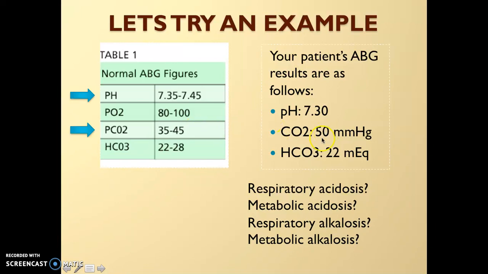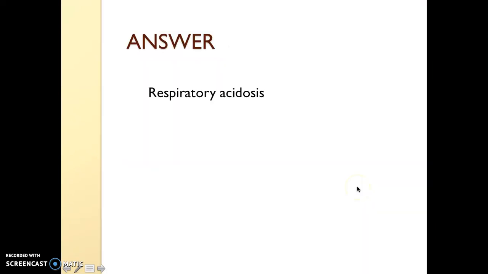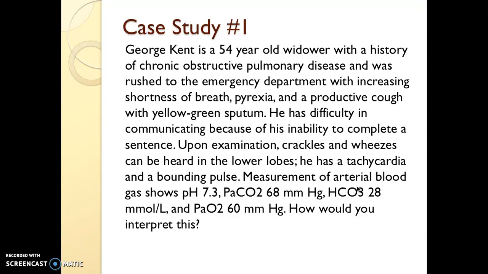So we know the CO2 is going up and the pH is going down. They're both going in opposite directions. As a result, respiratory opposite. So we know it's a respiratory issue, and this patient is in respiratory acidosis. That's the answer. Now that you know how to do it, we're going to do two case studies together. I want you to take the time to read this case study, pause the video, and then try to figure it out yourself before I go over it.